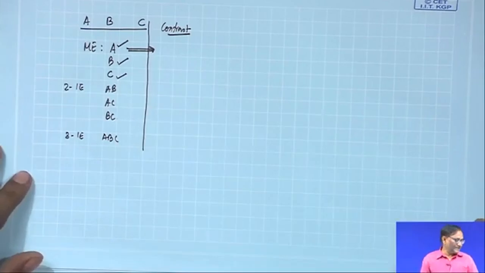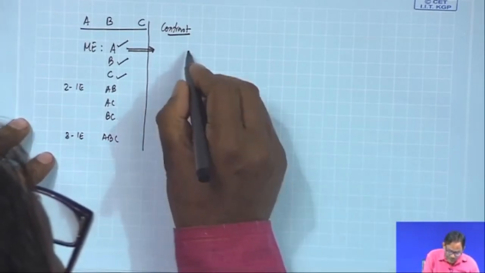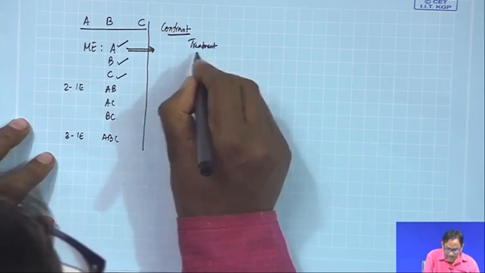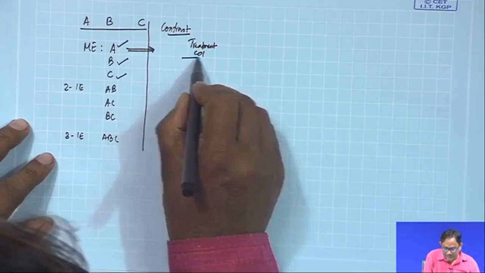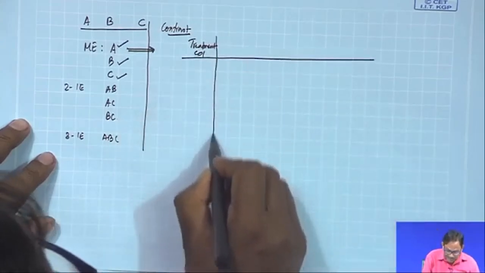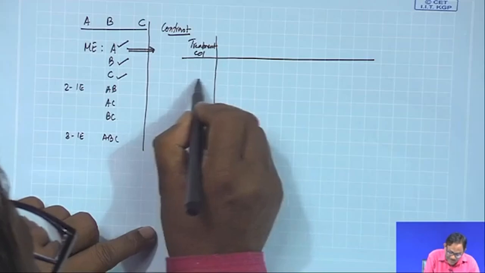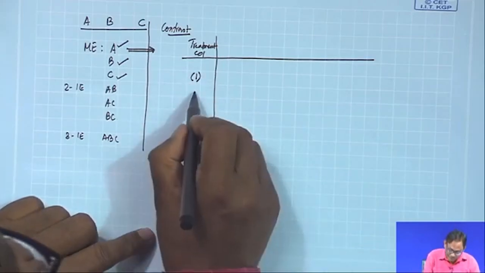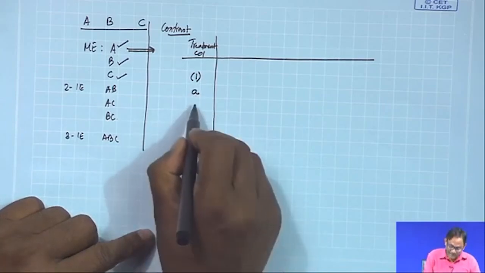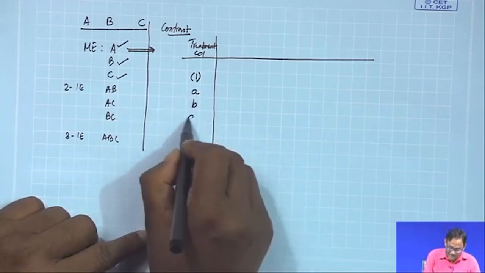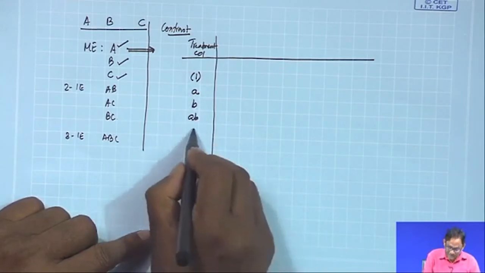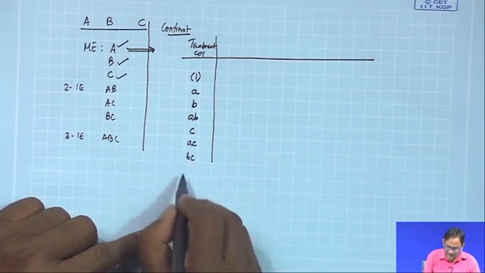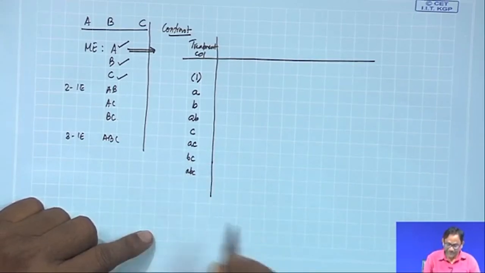What is this algebraic sign? First, we will write down the treatment combinations, and this will also be represented later by the totals. How many treatment combinations will you get? First is all low, then A at high, B at high, A and B both at high, C at high, A and C at high, B and C at high, and A, B, C all at high.